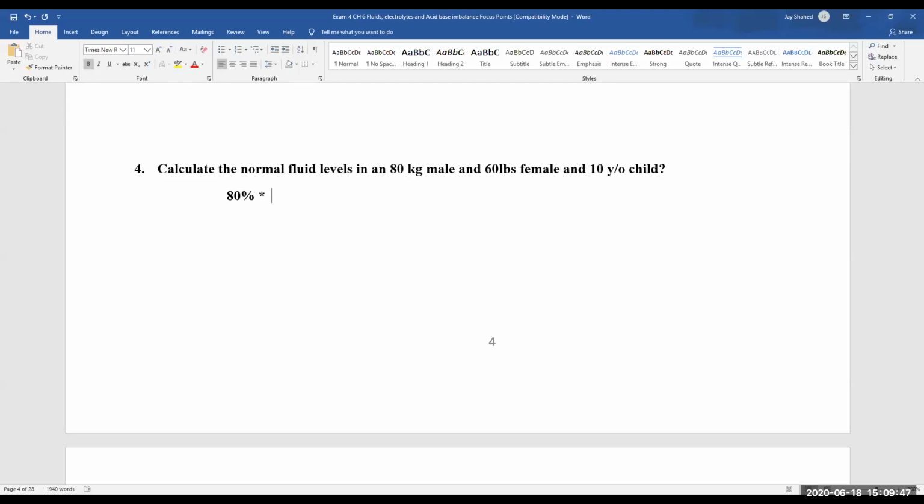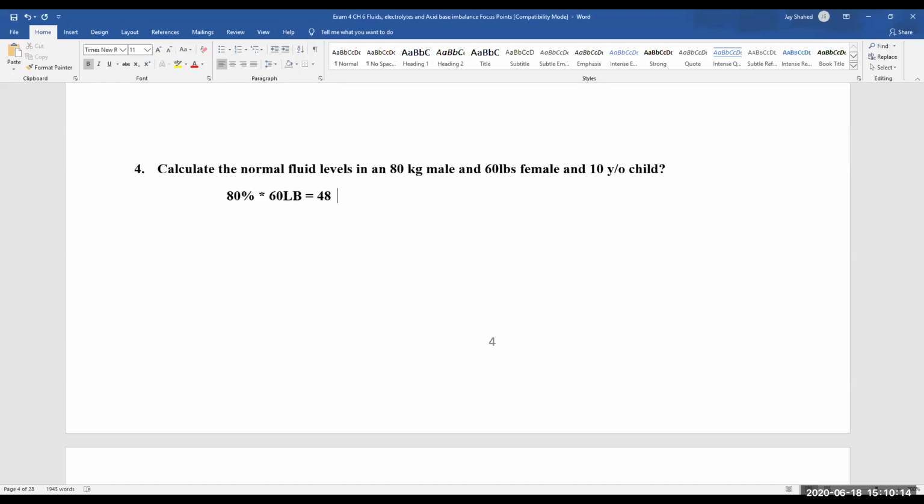He weighs what? 60 pounds? Yes. Oh, 48. So what would that equal to? 48. He goes to what? 48? Okay. So 48 liters. That's for the child. No, 48.